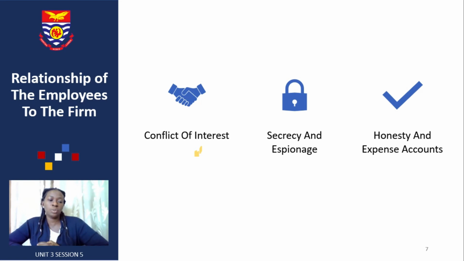Secrecy and espionage. Just like privacy is key when we're handling employees, employees also have to look out for secrecy and espionage when it comes to the firm. Because of your position or your work in the business, you may have some information. That does not mean you should go out there and be spreading things about the company. That is also not ethical. Then honesty and expense accounts: these days, honesty and integrity are things we battle with a lot, and this is something employees owe to the firm.